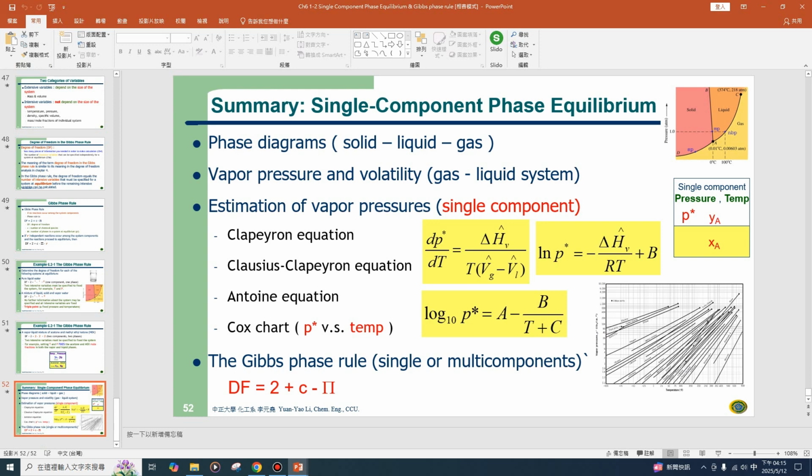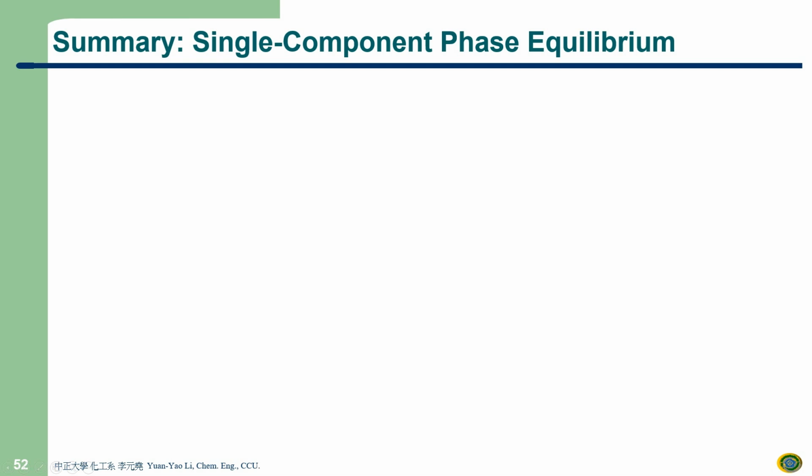Okay, good. Again, as usual, let's recap what we have learned last week. Last week we talked about the single component phase equilibrium and the Gibbs phase rule, right? So this is a summary of the things we learned.